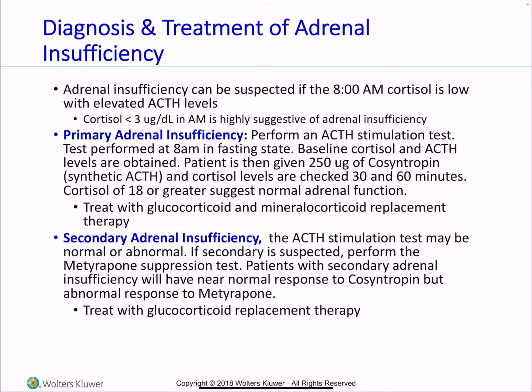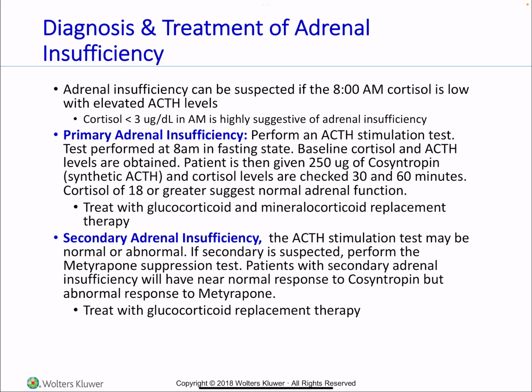So, in terms of the diagnosis and testing of adrenal insufficiencies, with primary adrenal insufficiency, we would perform an ACTH stimulation test. The test is performed at 8 a.m. in a fasting state. We take the baseline cortisol and ACTH levels. The patient is then given a 250 microgram dose of cosyntropin, which is synthetic ACTH, and the cortisol levels are checked at 30 minutes and 60 minutes. Cortisol levels of 18 or greater suggest normal adrenal function.